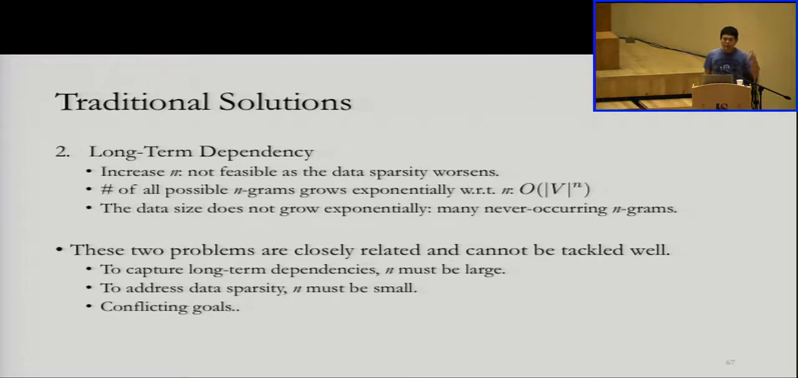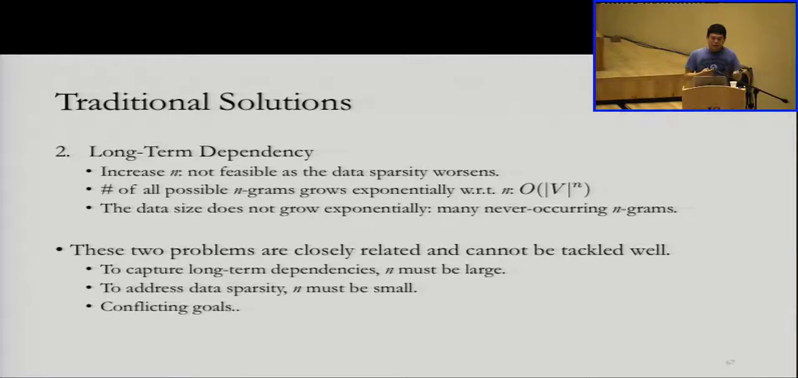So you cannot really increase n indefinitely unless your data size is going to grow exponentially as well, or the coverage is going to grow. But that's never going to happen. In other words, these two problems are closely related, and it's impossible to solve both simultaneously. If you want to capture long-term dependencies, n has to be large, but to address data sparsity, n has to be small. So it's two conflicting goals that we have. Any questions about the traditional solutions?